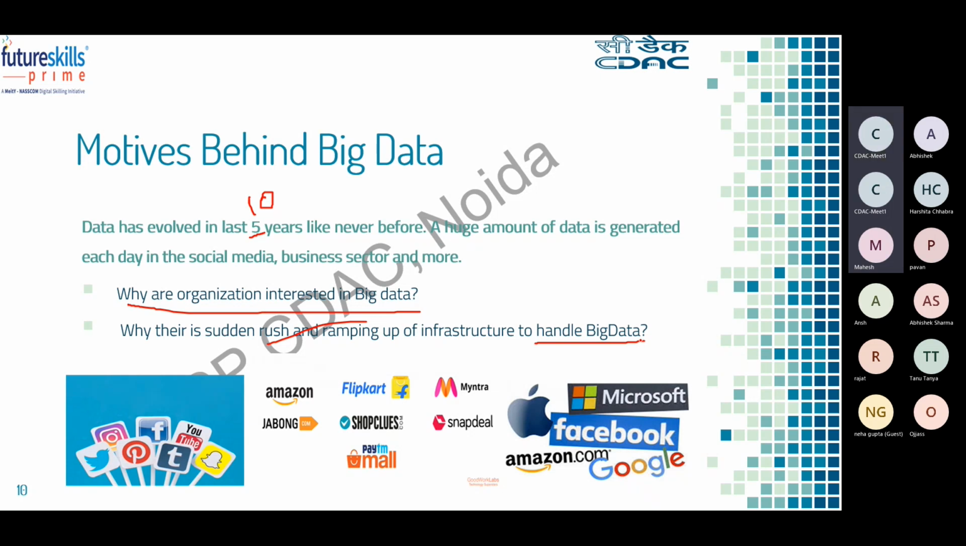So it's for citizens' benefit and for organization benefit. Now they need to analyze the data. Second question, why is there a sudden rush and ramping up of infrastructure to handle big data? Okay, we need to analyze it, but where can we analyze this? First, we need to store the data. We don't have any means where we can store this type of data, because data is of different variety and it is coming at a very high rate, in a vast volume. So where to store it?